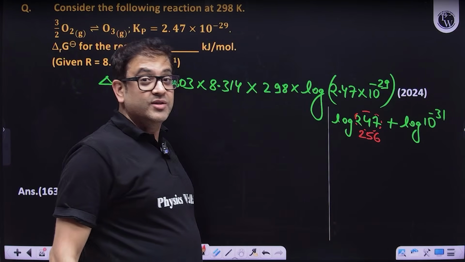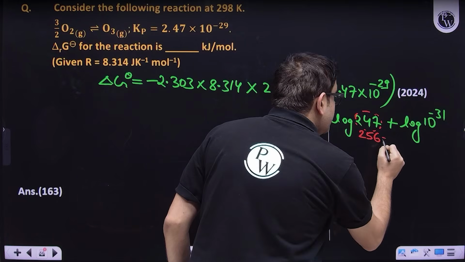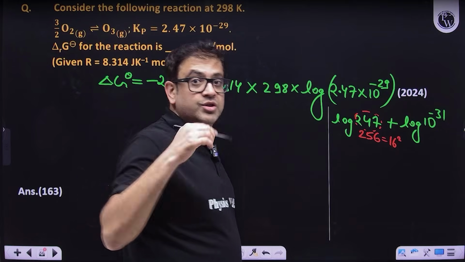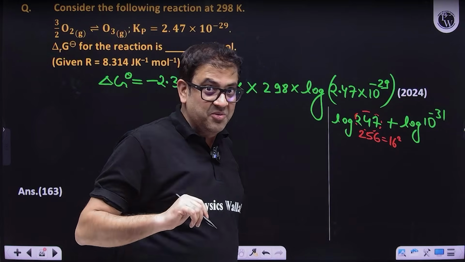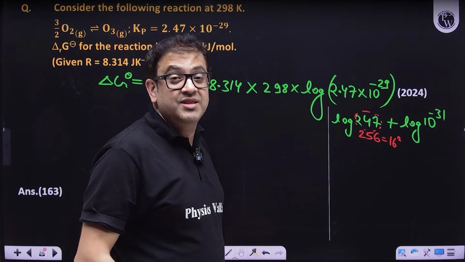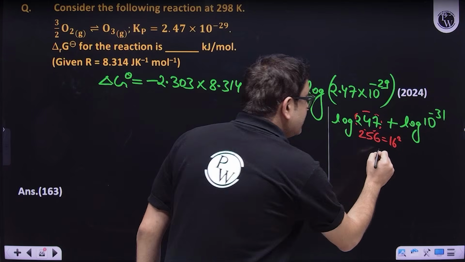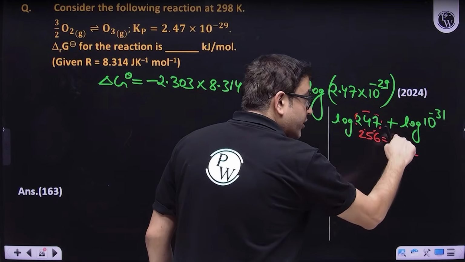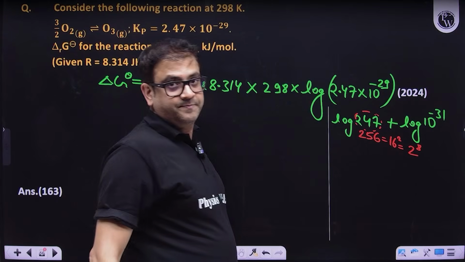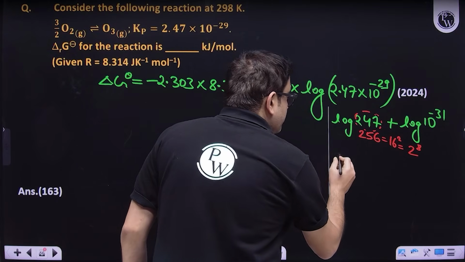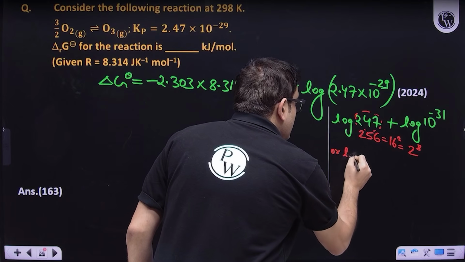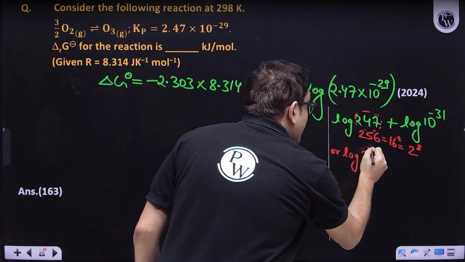256. So this is 16 square. What is 16 square? Log 16 also we can do, but 16 you can do factorization. This 16 is 2 raised to the power 4. So this can be written as 2 raised to the power 4 into 2, which is 2 raised to the power 8. So in a nutshell, this is log of 2 raised to the power 8.